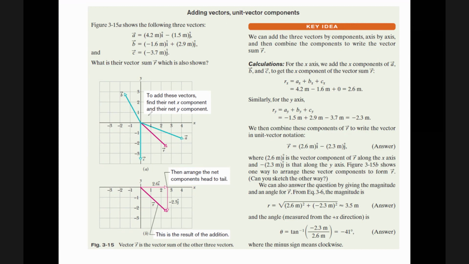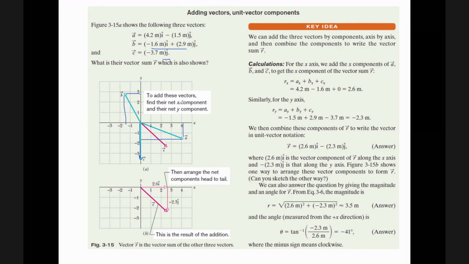Now, how to draw these vectors? For A, how much did we say? A has 4.2 and minus 1.5. I managed to draw vector A, I just gave you the components. Draw vector B. Minus 1.6 on X and 2.9 on Y. And vector C, where is vector C? It only has a j component, doesn't have X. So it is here. How much is it? 3.7, negative j hat, right?